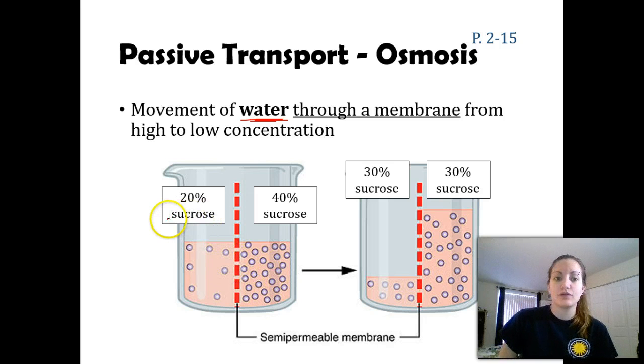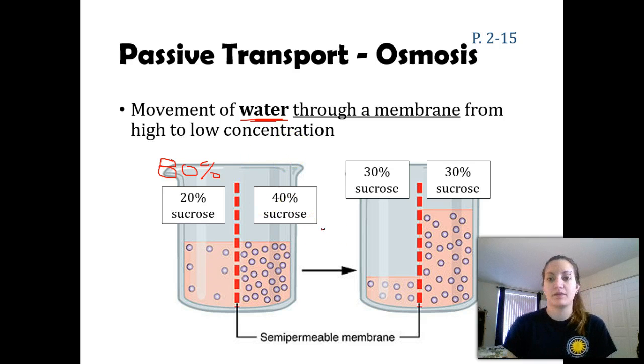In this case, sucrose is the solute and water would be the solvent. And the solute plus the solvent is 100%. So if this is 20% sucrose, then it must be 80% water. On the right-hand side, we have 40% sucrose, meaning we must have 60% water.